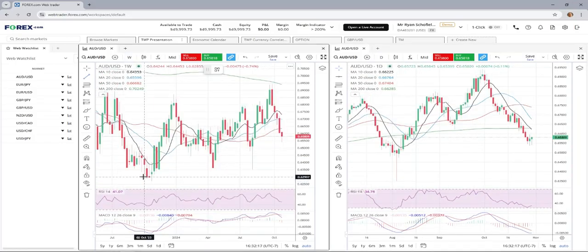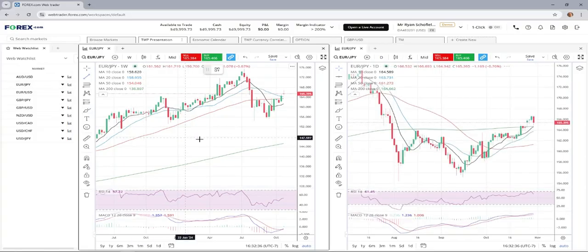I always like to scan the charts top down, monthly, weekly, daily, to get an idea of where the long-term price action momentum is. That way, when you move down to the lower time frames, you want to be trading in the direction of the higher time frames, is the general idea.